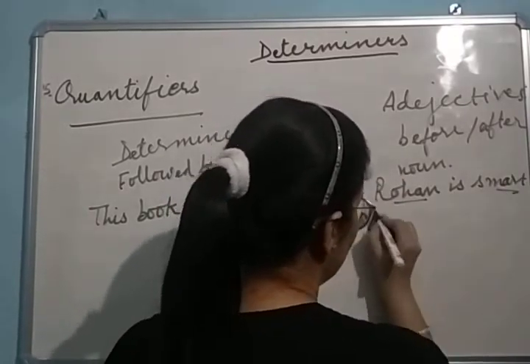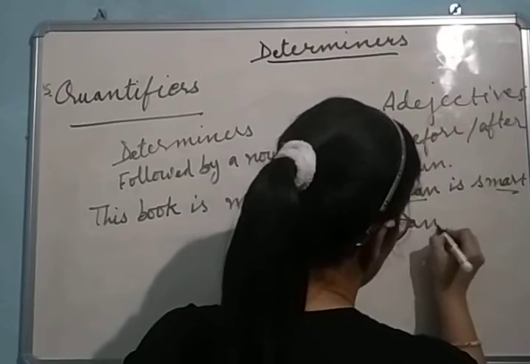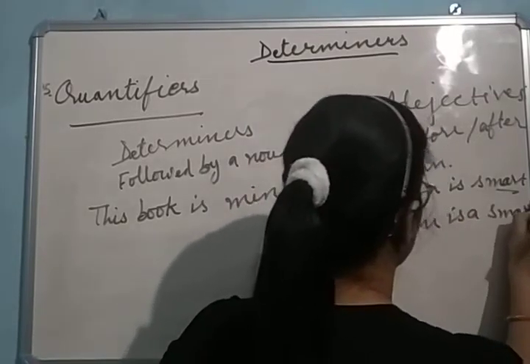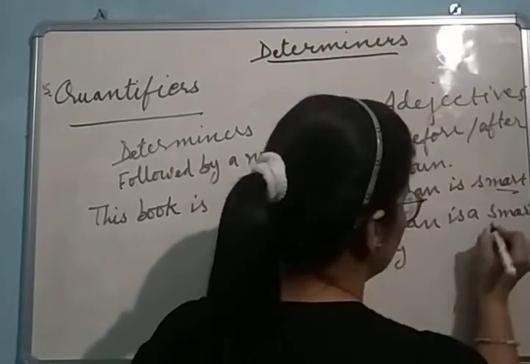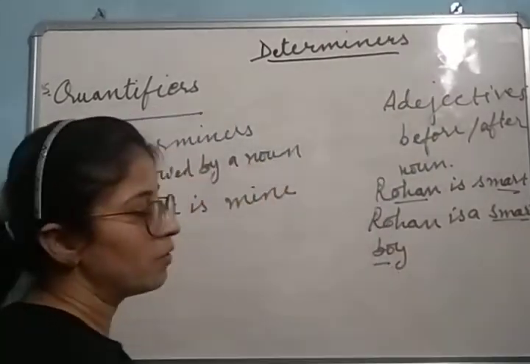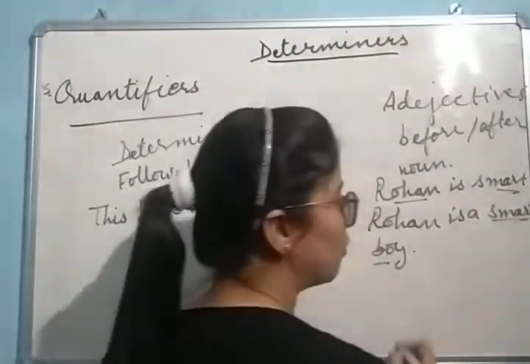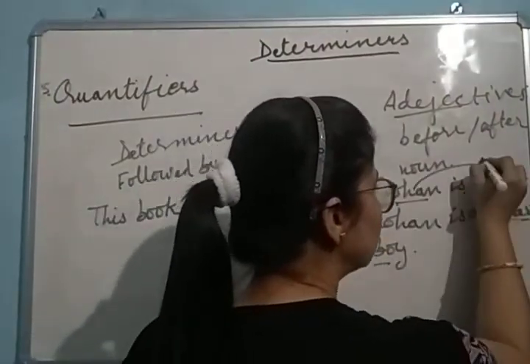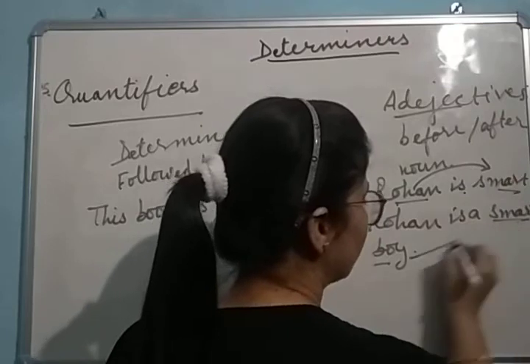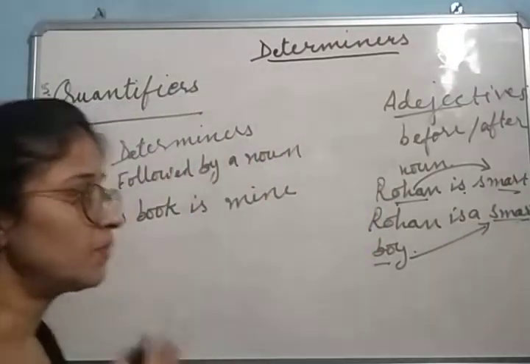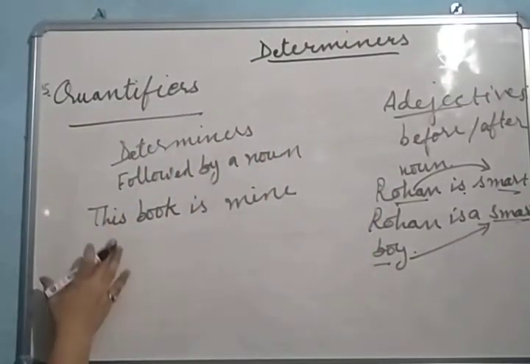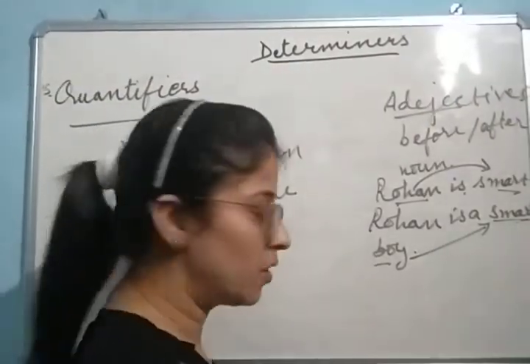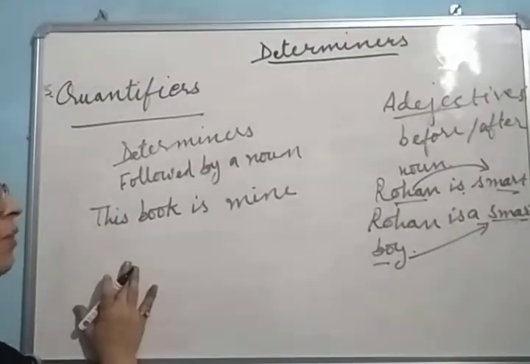Next, Rohan is a smart boy. Here it is used before the noun. It is qualifying the noun, so it is used before the noun. An adjective may come after a noun or before a noun. And then next, in adjectives we have comparative and superlative degrees also, but in determiners we don't.